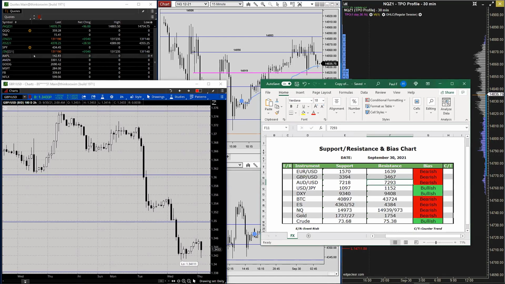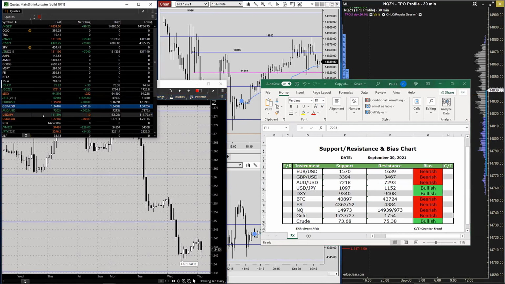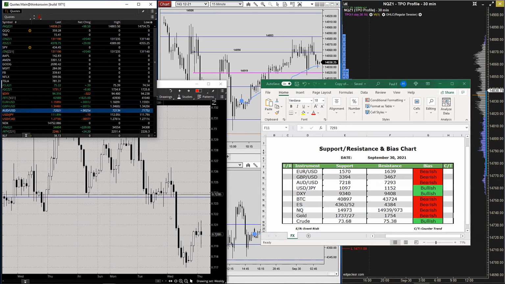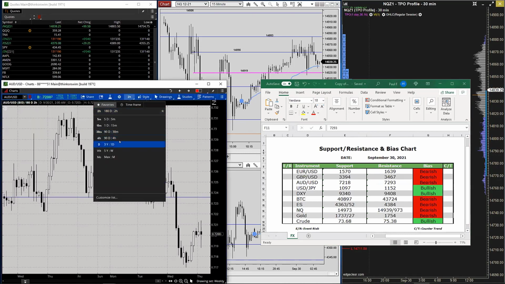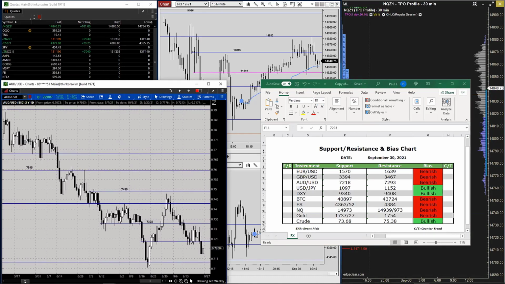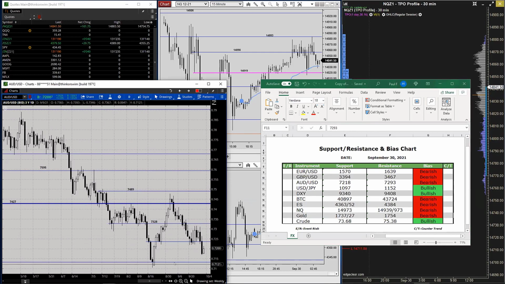And let's go to the Aussie dollar now. Certainly didn't drop the way the others have. And we have to just go right now with this, just the top of this wick here, which would be 71.57. And that would be resistance, 72.64.